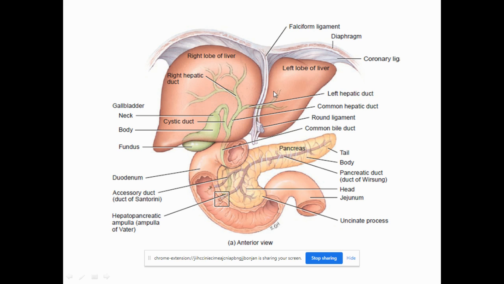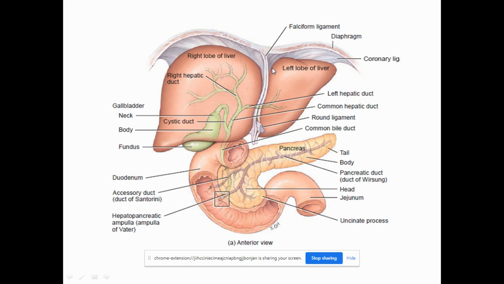Apart from these two, there are two other smaller lobes, which anatomically are called the quadrate lobe and the caudate lobe. Quadrate, QUADRATE, is not mentioned here in the picture. The second one is caudate, CAUDATE, the caudate lobe. Based upon the distribution of the blood vessels, anatomists say it belongs to the right lobe, but some say it is in the left lobe.